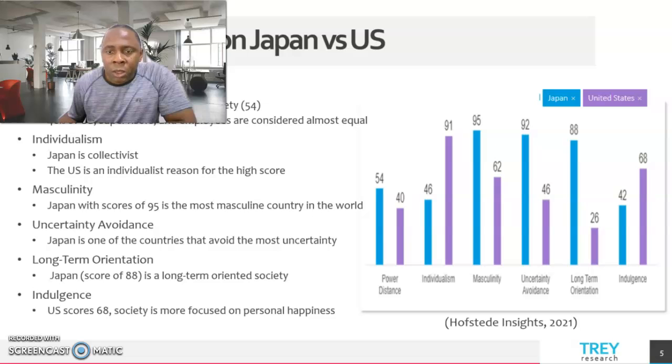The fourth one is uncertainty avoidance, which defines how a society handles the fact that the future can never be known. With a score of 92 in this dimension, Japan is one of the countries that avoids the most uncertainty. The score of 46 for US is more open to changes and innovations and more open to different ideas and approaches.